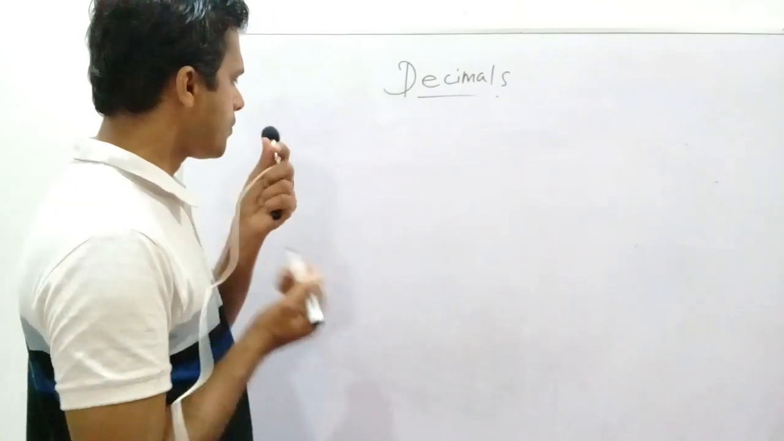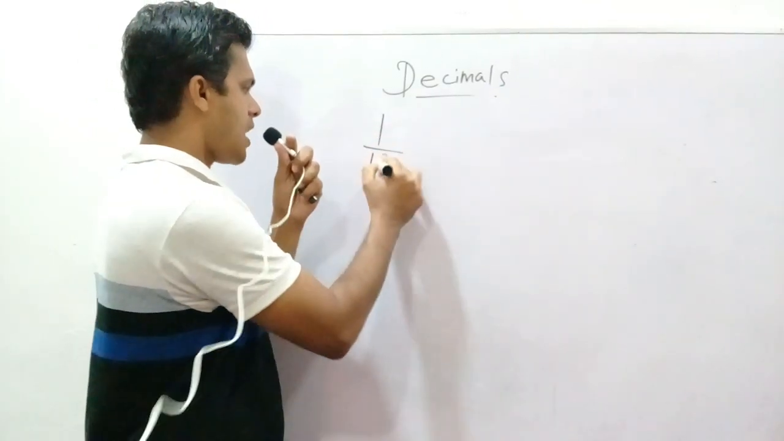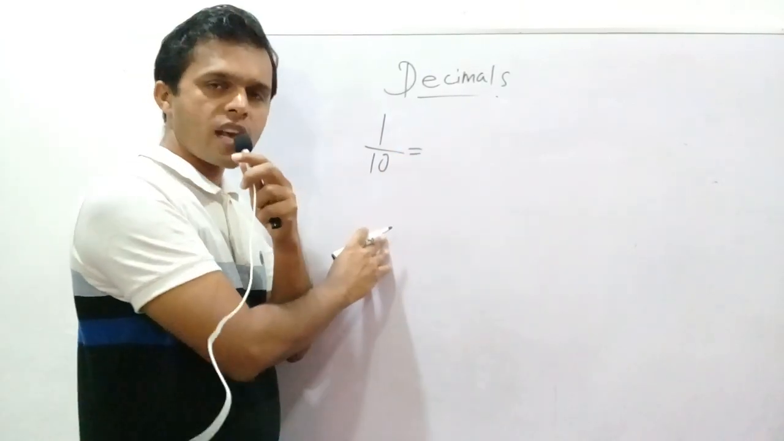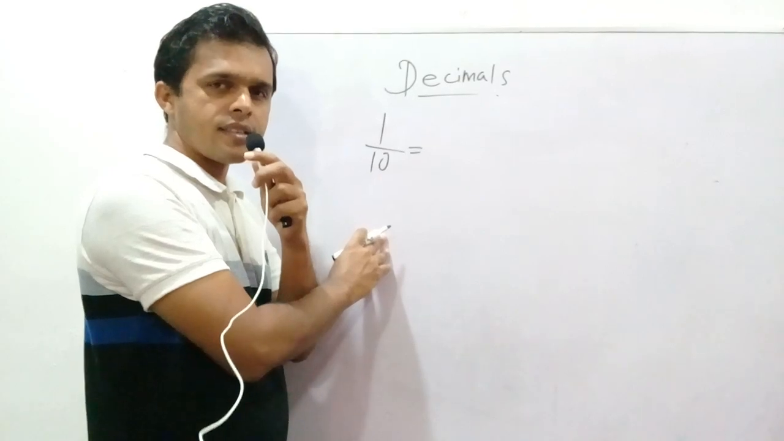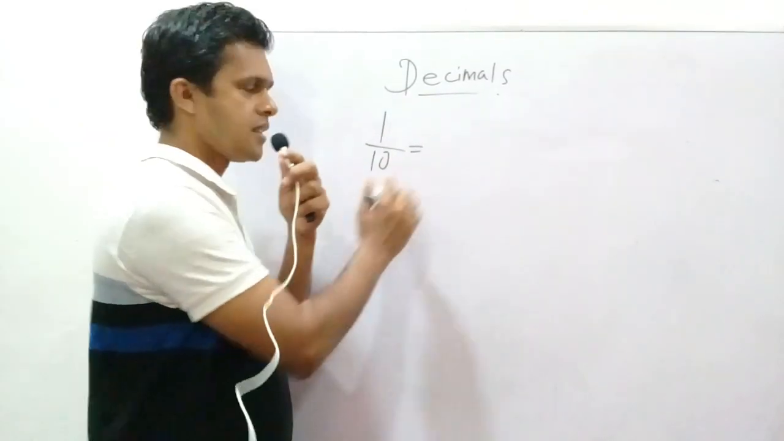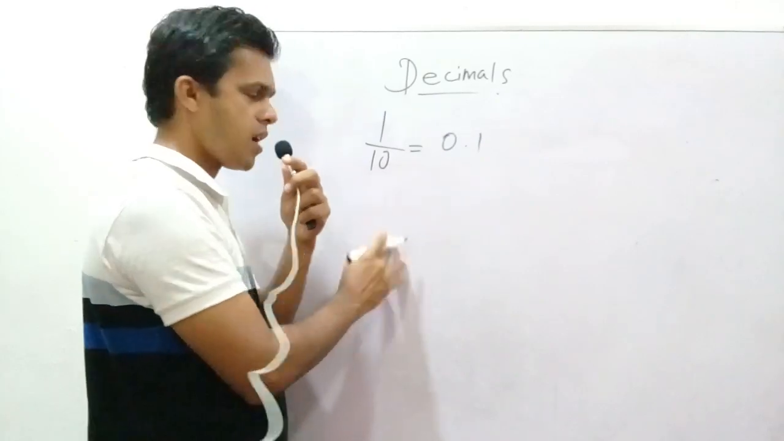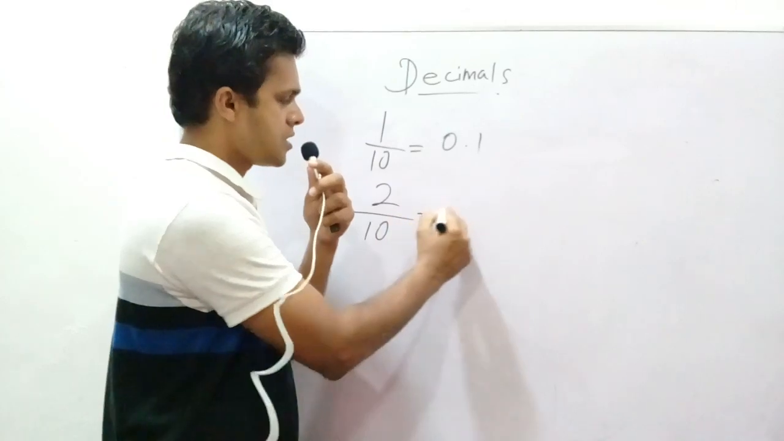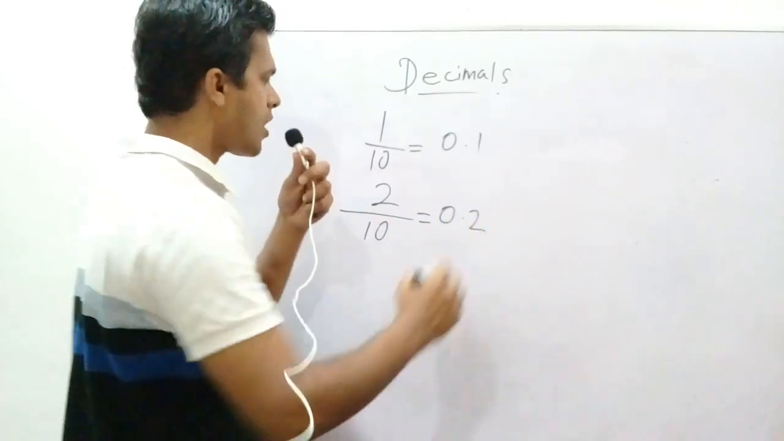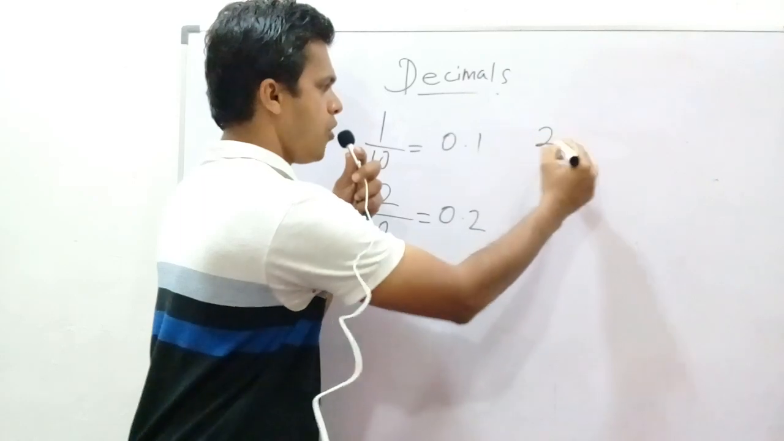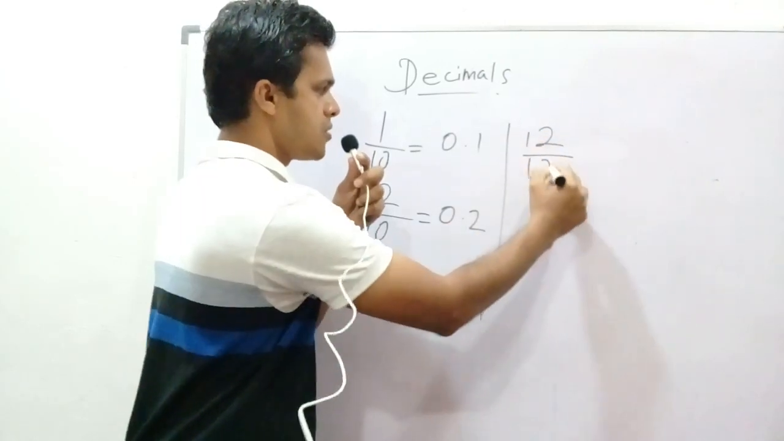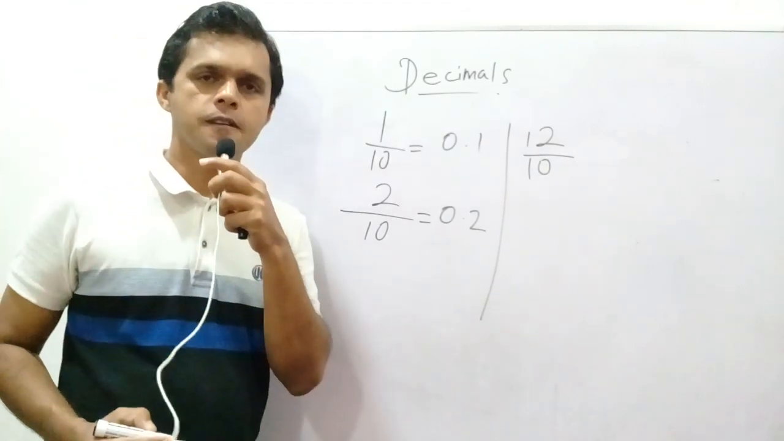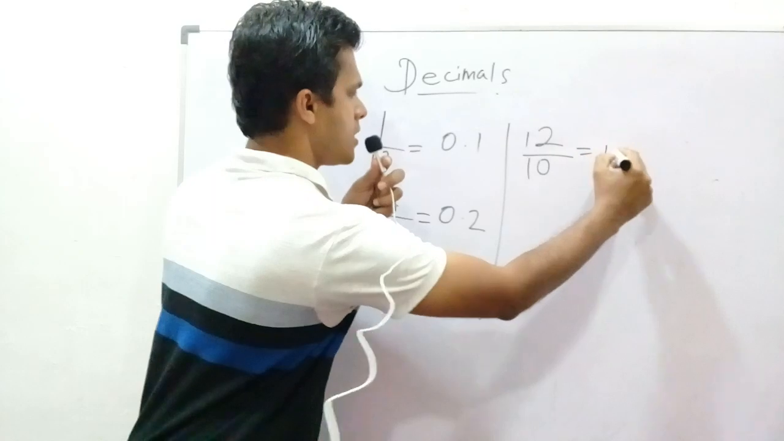You write this fraction as a decimal. So, how can you write this fraction as a decimal? 1 over 10 equals 0.1. 2 over 10 equals 0.2. This one, 12 over 10. How can you write this fraction as a decimal? 1.2.